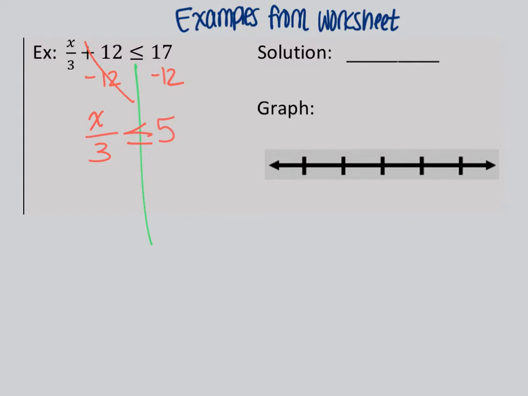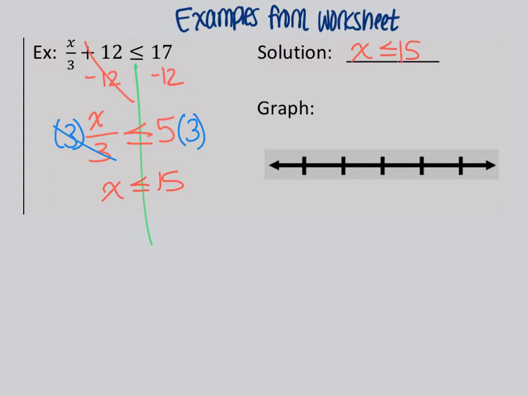And then to get that x all alone, I need to cancel out this divided by 3. And so to do that, I'm going to multiply by 3. And if I do it to the left, I've got to do it to the right. And what that leaves me with now is x is less than or equal to 15. I'm going to go ahead and write that on my solution line. X is less than or equal to 15.